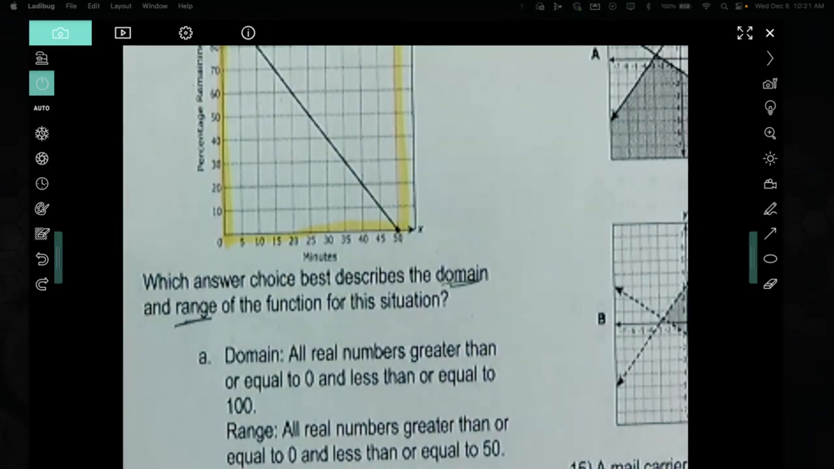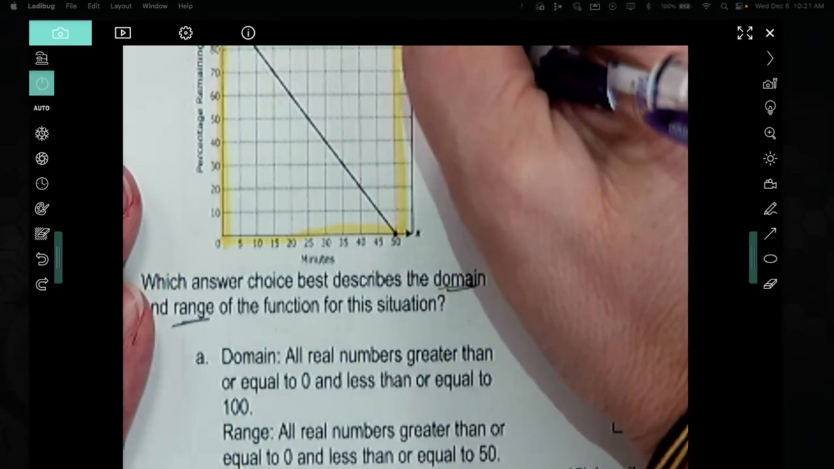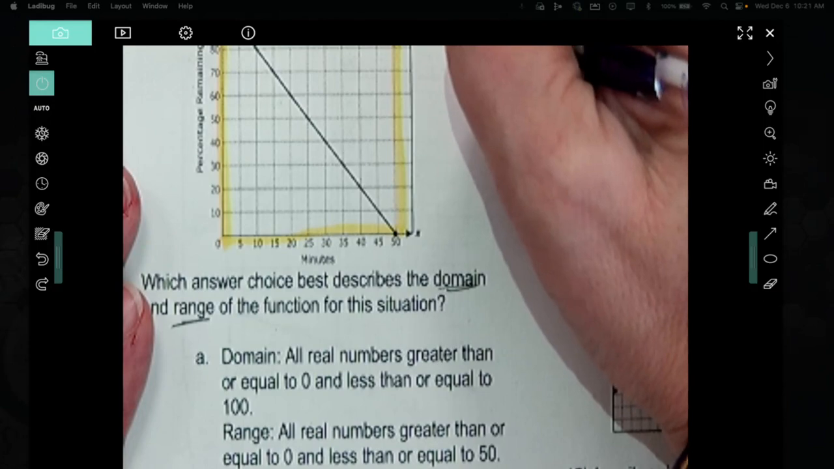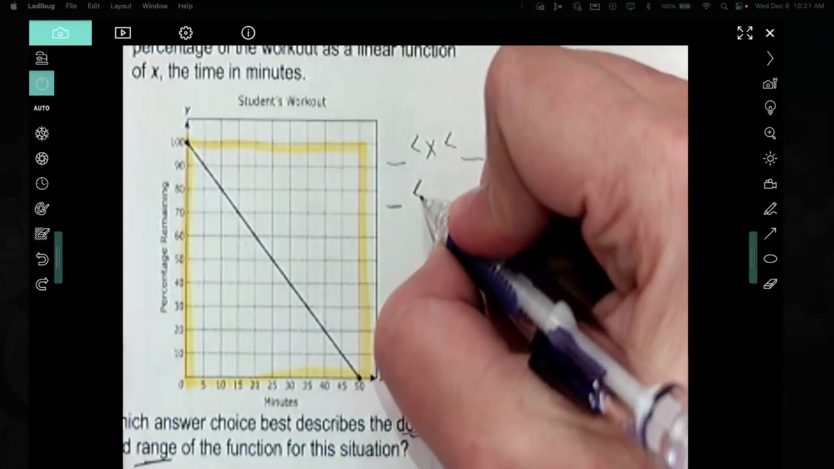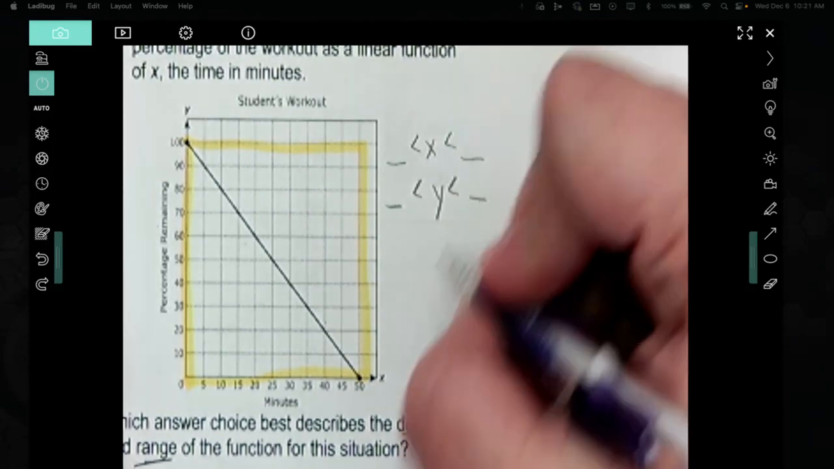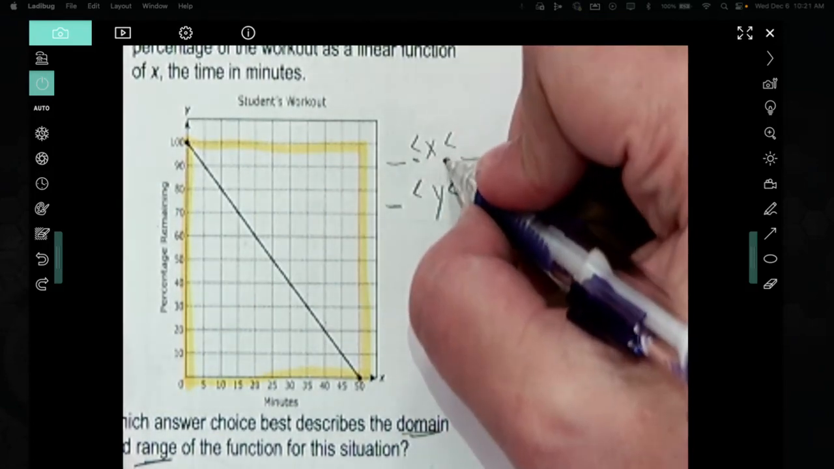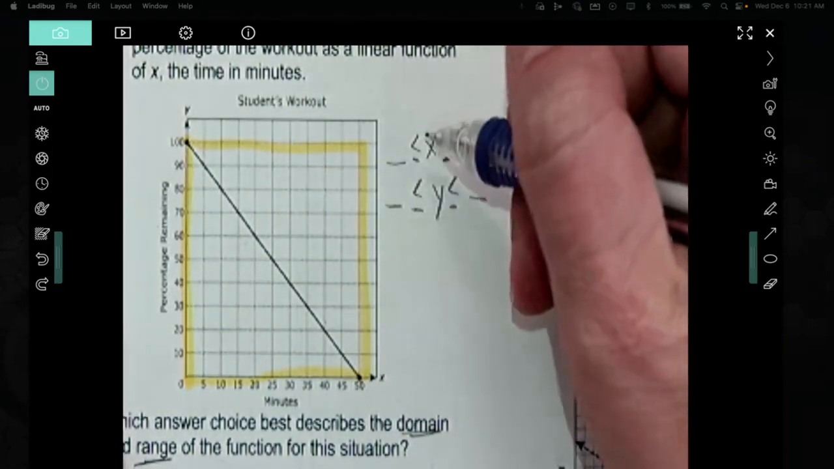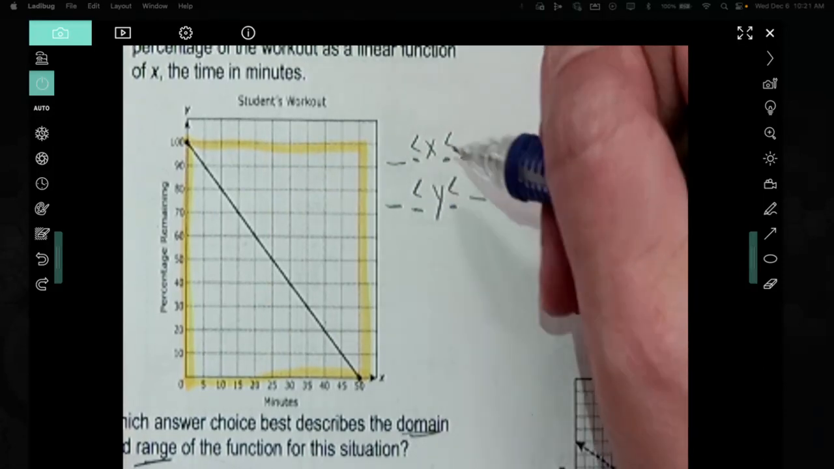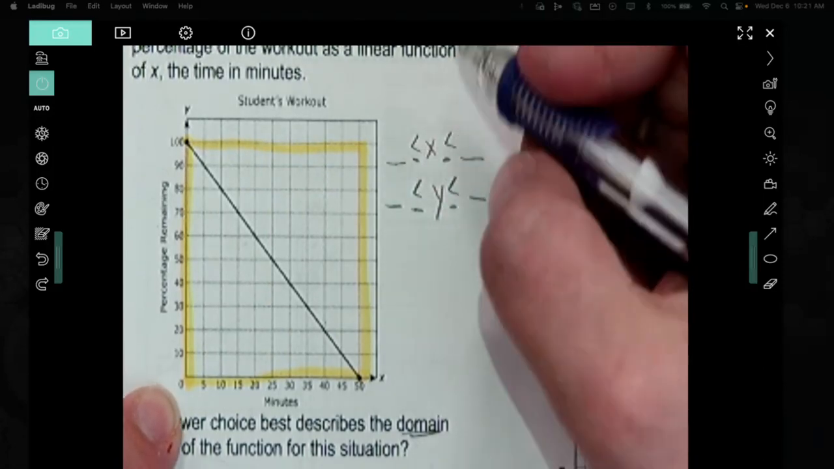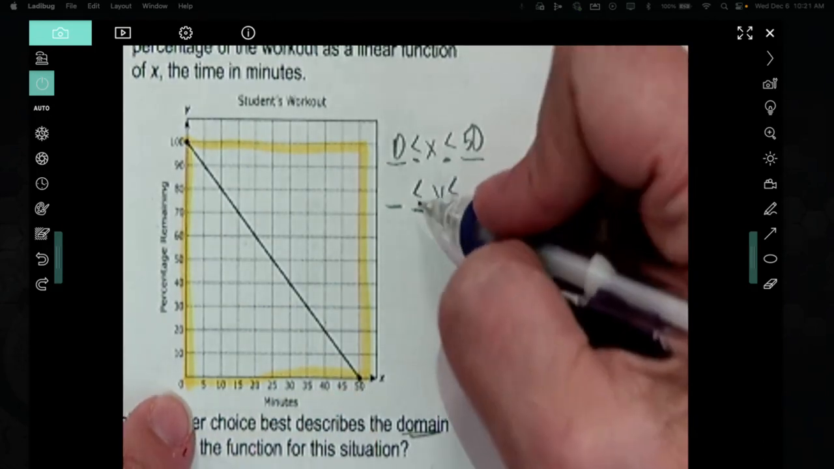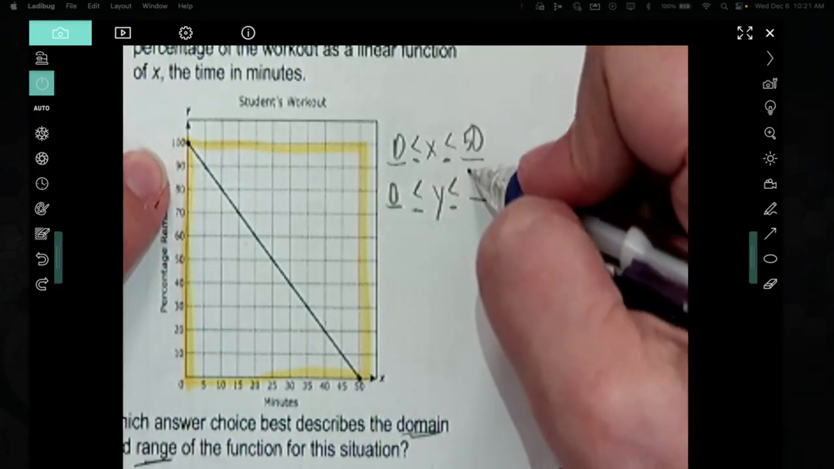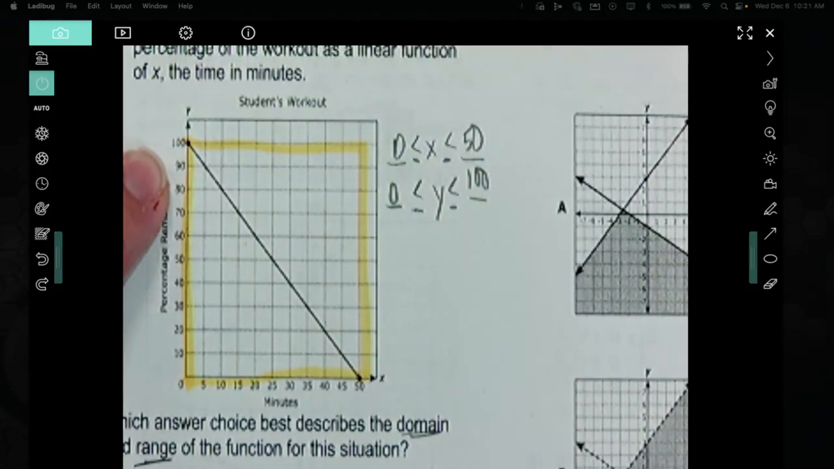This is continuous. So remember your formula: something is less than x is less than something, and something is less than y is less than something. Now, these are closed circles, so we know these are all less than or equal to. Remember, we always go lowest to highest. So my lowest x down here is 0. My highest x is 50. My lowest y is 0. My highest y is 100.